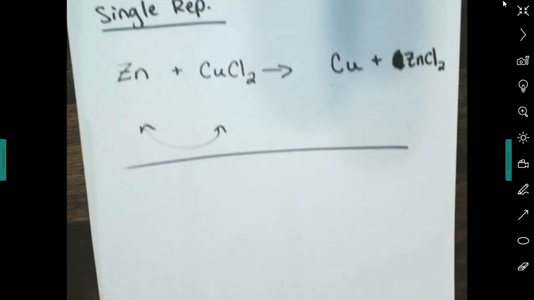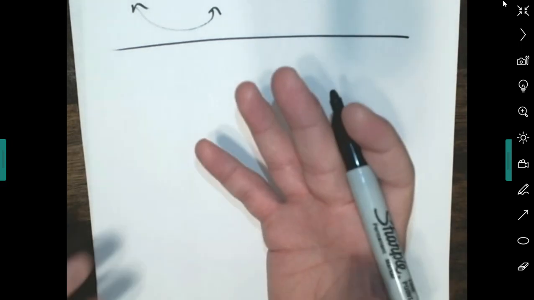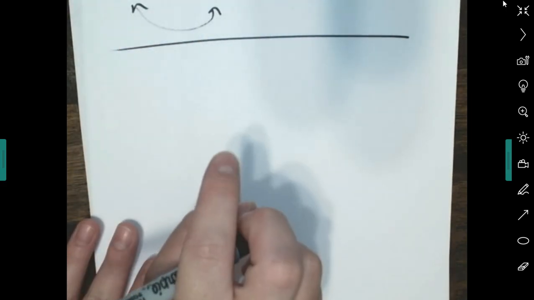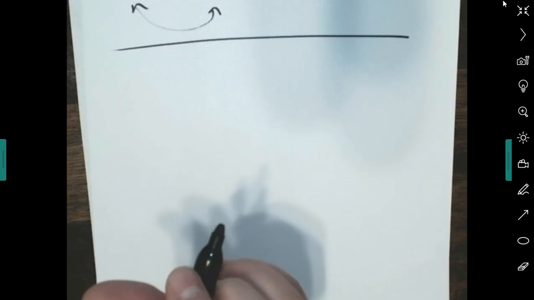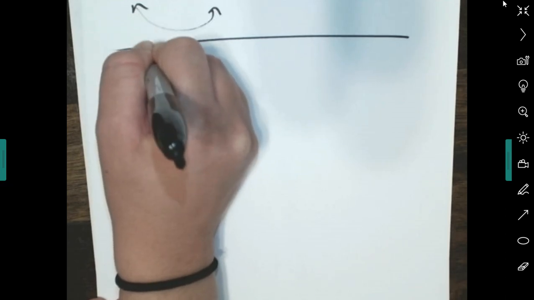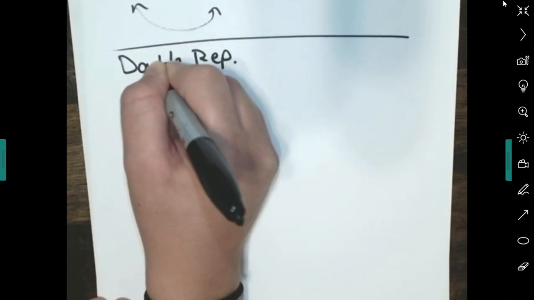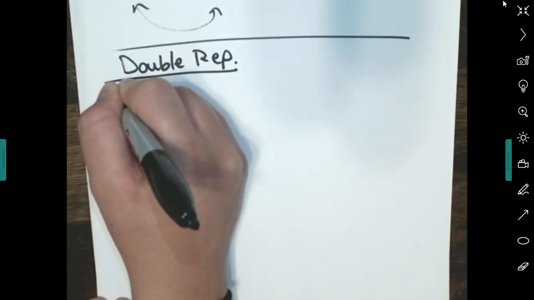Now, the last type of reaction is a double replacement reaction. But within double replacement reactions, there are two types, okay? If you remember, there are two types that we learned about this year. There's precipitation and neutralization. So let's write double replacement. And then within that, there's going to be the subtype. And we're going to do, let's do precipitation first.